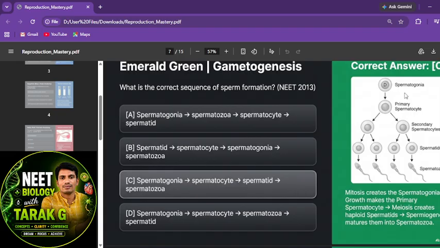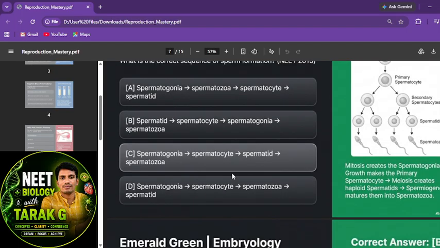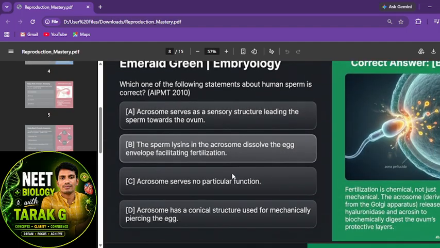In this process, spermatogonia form primary spermatocytes by mitosis. The primary spermatocyte undergoes meiotic division to form haploid secondary spermatocytes. Then come spermatids, and spermatid to spermatozoa. Here spermiogenesis and spermiation take place. Right? The answer is C. Next, we'll move on to the next question.